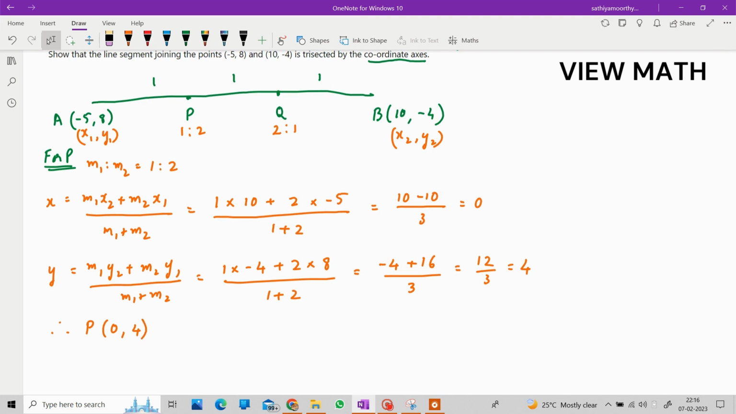Now you can see here the x coordinate is 0. The x coordinate is 0 means the point lies on the y-axis. On the y-axis, the x coordinate is 0. So the point P, which is (0, 4), lies on the y-axis.